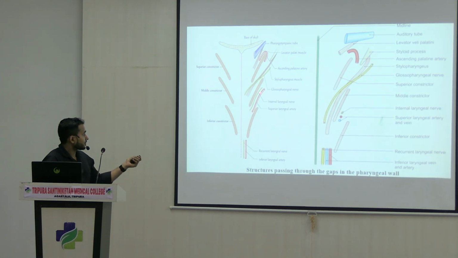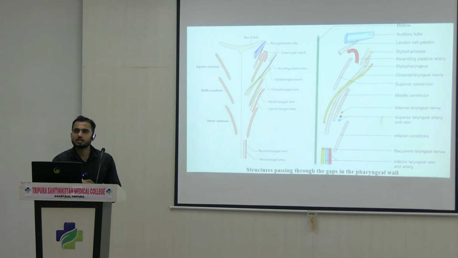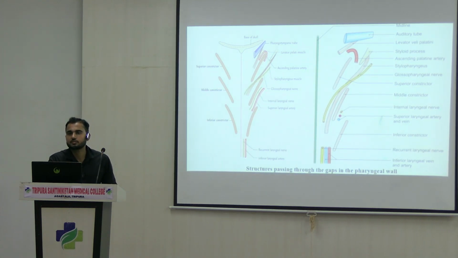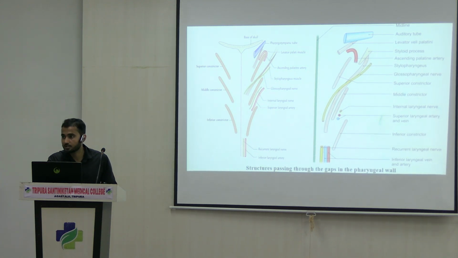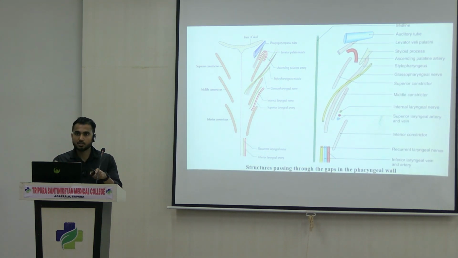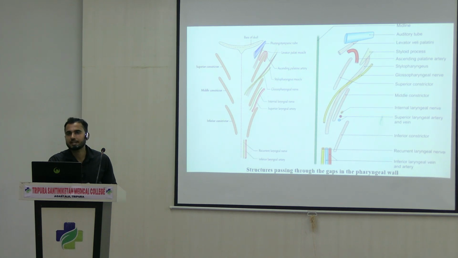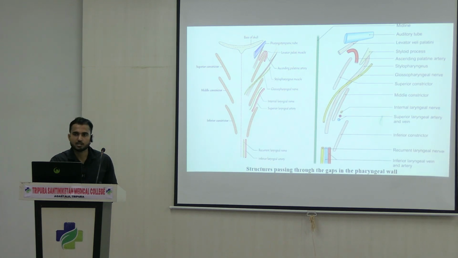Okay. After that, from the third gap, you can see two important structures: the internal laryngeal nerve and superior laryngeal artery. So the internal laryngeal nerve, I already told you, whose branch is it? It is a branch of vagus. The superior laryngeal nerve divides into internal and external. So this is the internal laryngeal nerve, completely sensory in nature, which supplies which part of the larynx? Supraglottic part of the larynx.